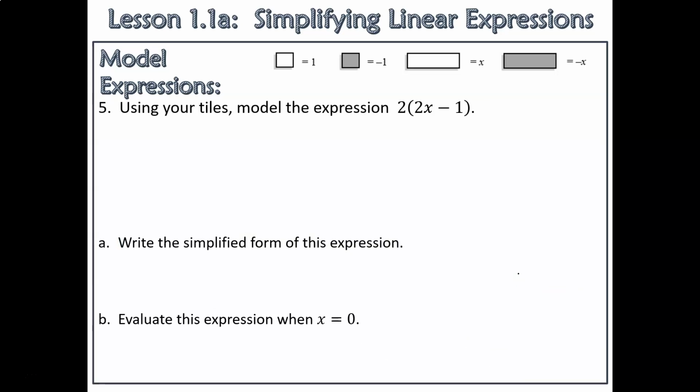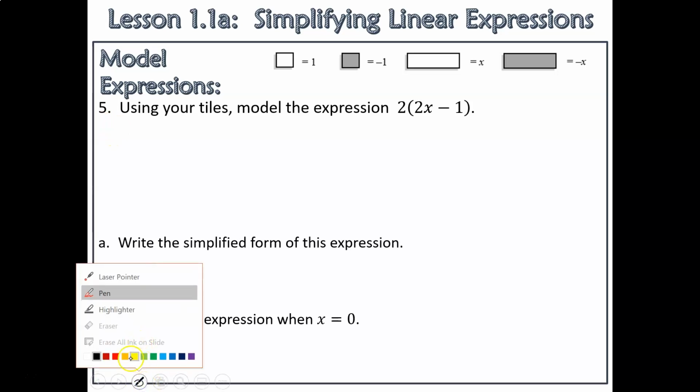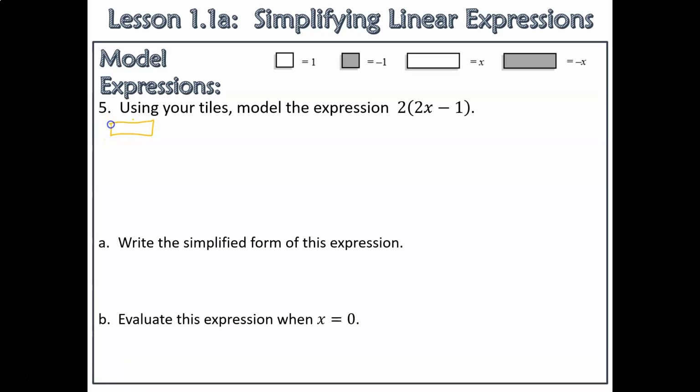Number 5, we're going to do this exactly like number 4. It says use your tiles to model the expression 2 times the quantity of 2x minus 1. So there are, let me use my colors here again, so there are 2 x's minus 1. Here's your 1. And we have 2 of those groups. So again, we have 2 x's and a negative 1.